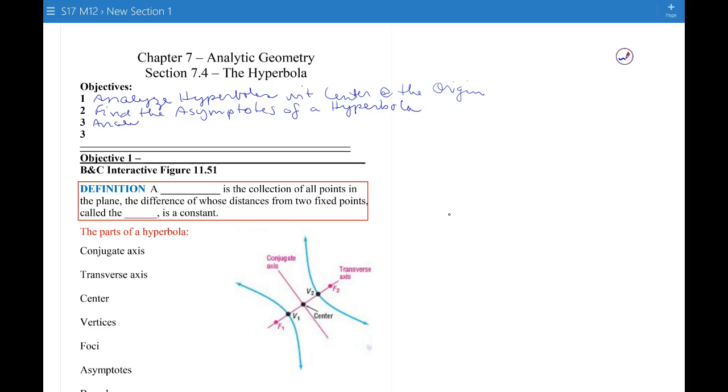Then we're going to analyze hyperbolas with center at (h, k). So you'll see what you already learned about ellipses is going to match up, so you don't have to learn a new thing about the center. And then there's going to be the applied problems.